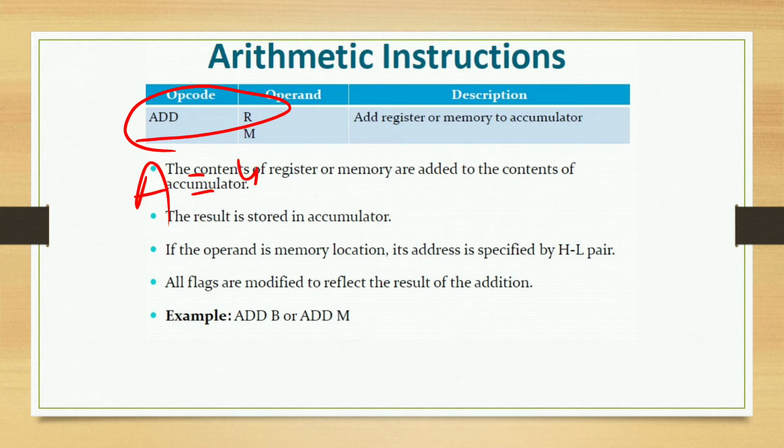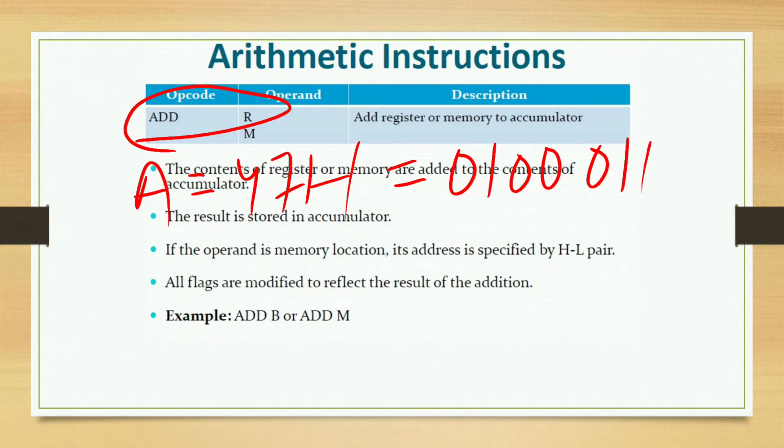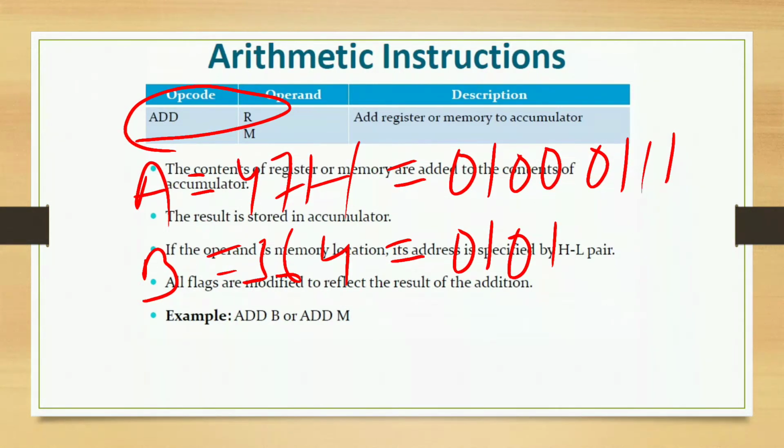A is 47H. H indicates hexadecimal. 47 in binary form is 0100, 7 is 0111. Now B is 56H. 5 in binary form is 0101, 6 is 0110. Now add these two data.